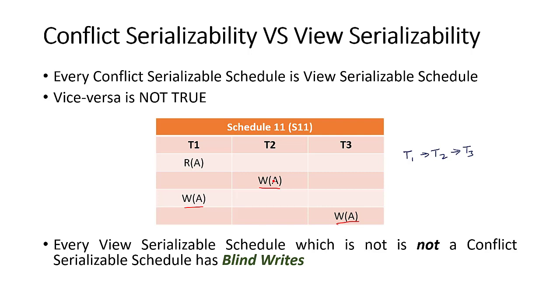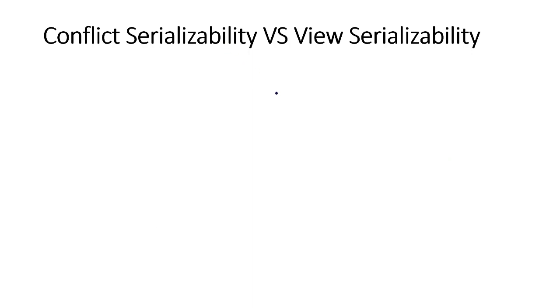Then the property of blind write comes into the act. The last point says that every view serializable schedule which is not a conflict serializable schedule has a blind write. So using this property, we are going to draw an algorithm, or a flowchart, by which we can identify a view serializable schedule in a little bit easier manner. For that, what we need to do? First, we are going to look for conflict serializability.